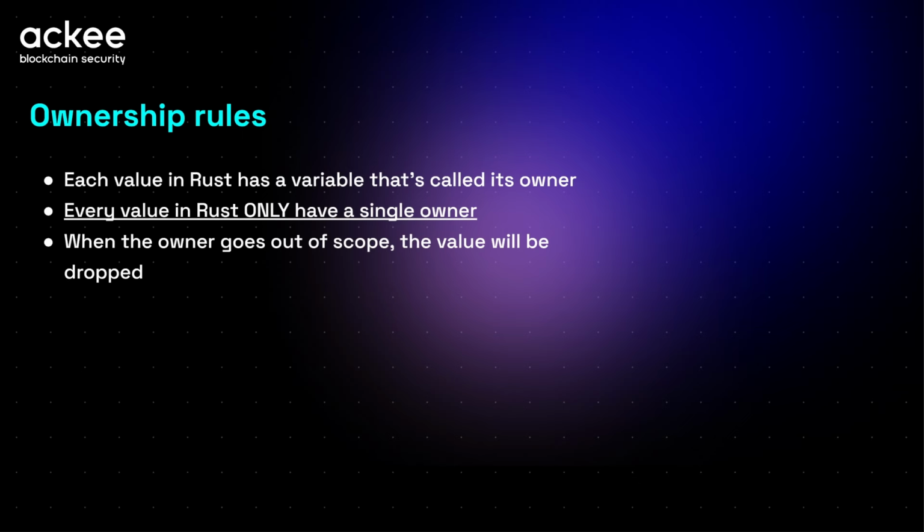We will talk about references, which are views that do not transfer ownership, but later in the lesson. And when the owner goes out of scope, you will see this in an example. When the owner goes out of scope, the value is dropped. What does that mean?